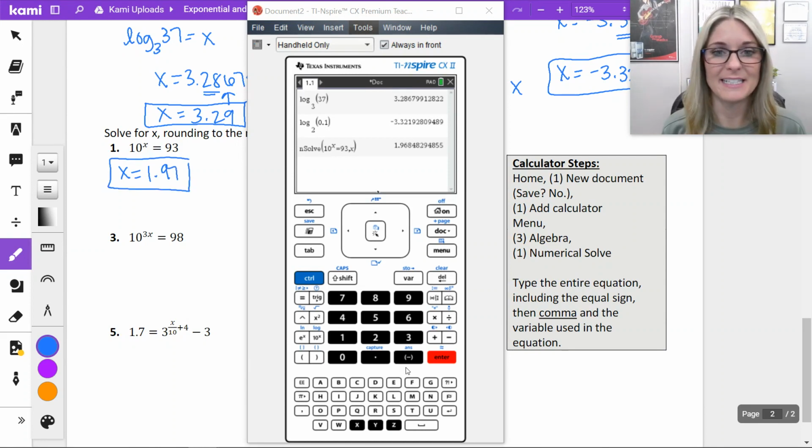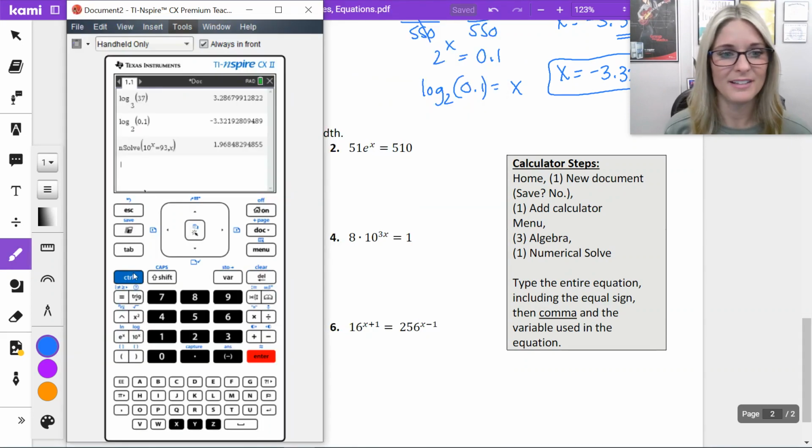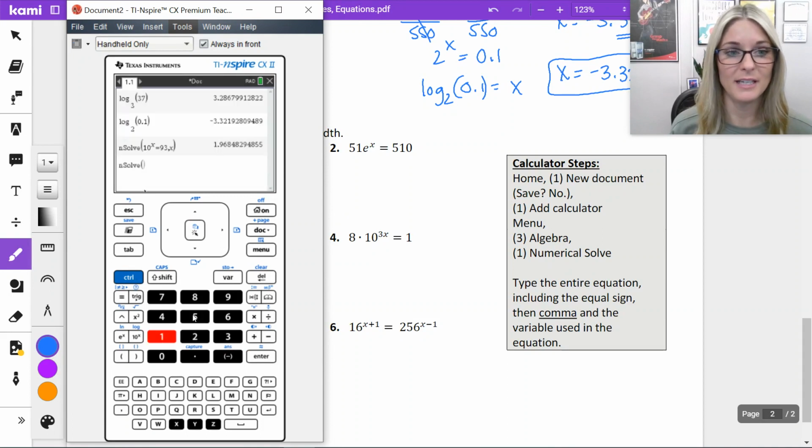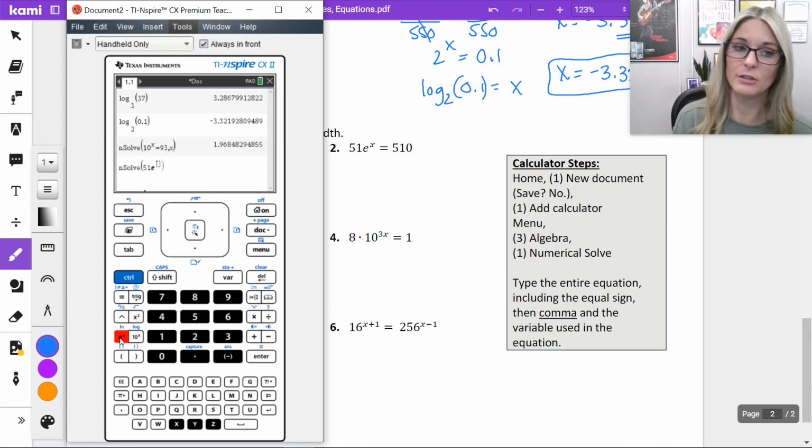1.97 or 1 and 97 hundredths. Number 2, let's go ahead and dive in. It's going to do menu, algebra, numerical solve. I'm typing in 51. Your E is right below, beside your log buttons there.